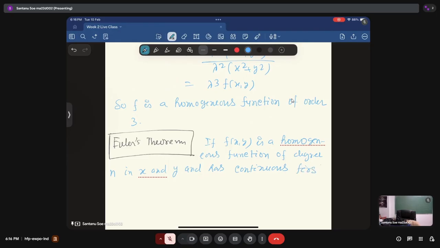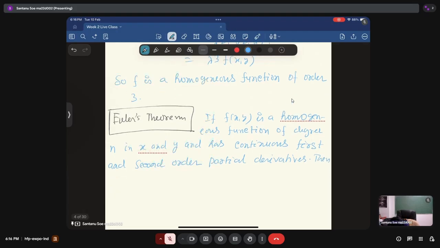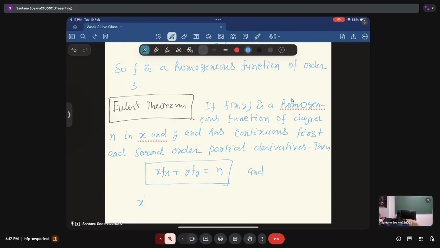first and second order partial derivatives, then x f_x plus y f_y is nf, and x squared f_xx plus 2xy f_xy plus y squared f_yy is n(n minus 1)f. So this is the Euler theorem.